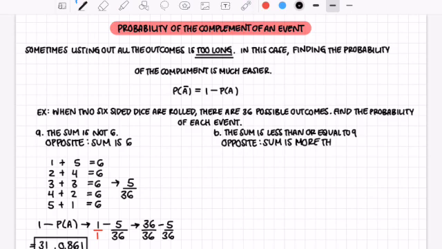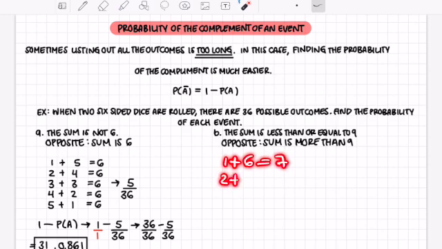So more than 9. The die that would be more than 9, I can't use 1 because 1 would have to go to 6. That's not more than 9. That would still be 7. 2 doesn't work because 2 and 6 gives me 8. That's still not more than 9. 3 doesn't work because 3 plus 6, that's not more than 9. So I have to start at 4. 4 plus 6, that would be 10. So that's more than 9. And that's as far as it goes because this is the biggest number you could get for dice.